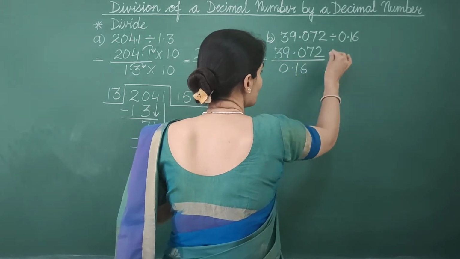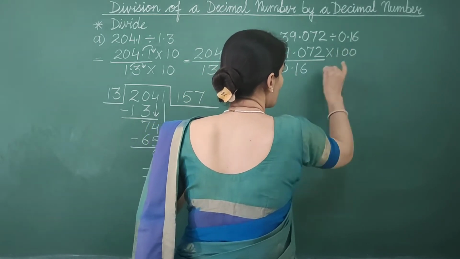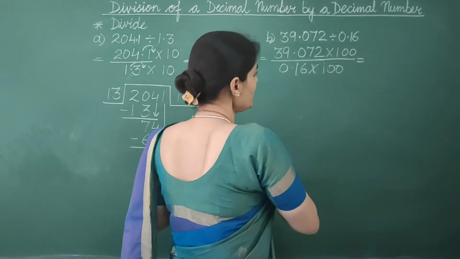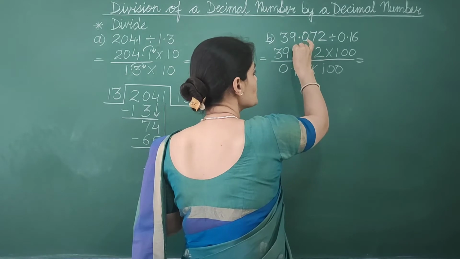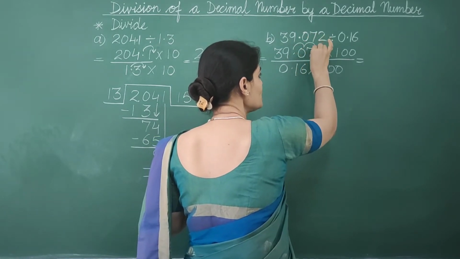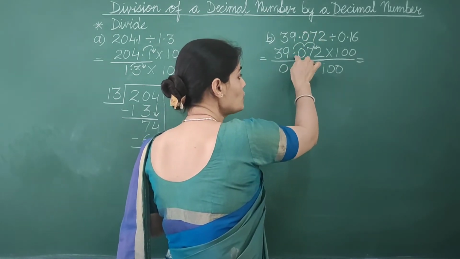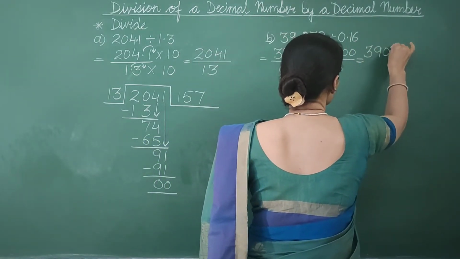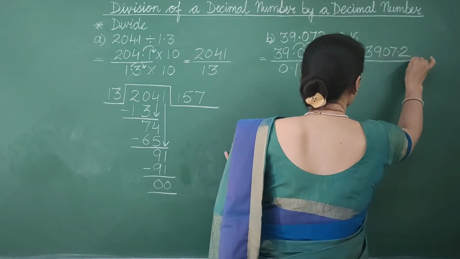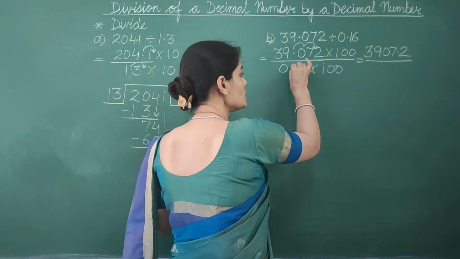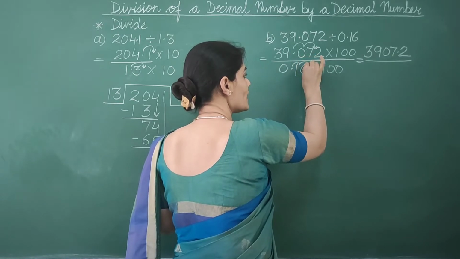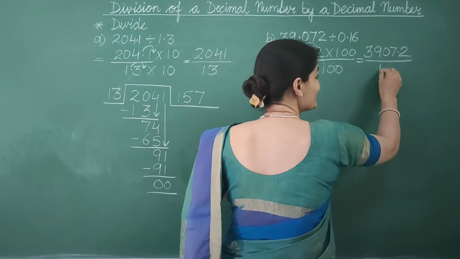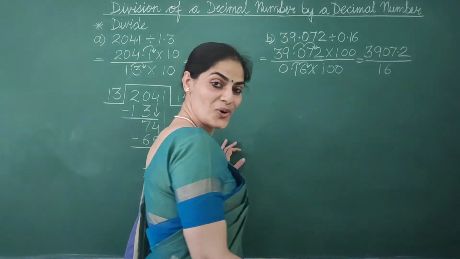And we multiply both the terms by 100. So this will be equal to, the decimal point will shift towards the right by 2 places. So 39.072 becomes 3907.2 upon, here also the decimal point will shift towards the right by 2 places. And 0.16 will become 16. See, the divisor is a whole number.